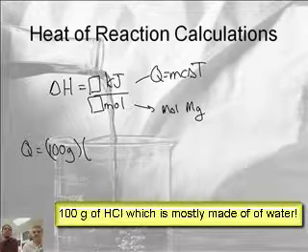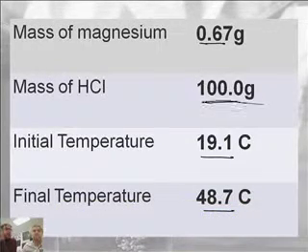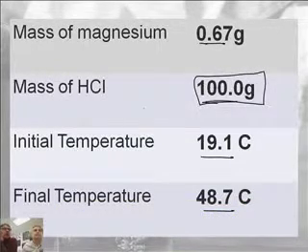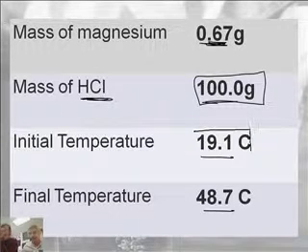Why HCl? Why not the magnesium, Mr. Sams? Well, the HCl is mostly water, and we're measuring the temperature change of the water that all these things are dissolved in. So it's the HCl that's doing most of the temperature changing. If you really wanted to be specific, you could say the mass is 100.67, but it's close enough that it doesn't matter.